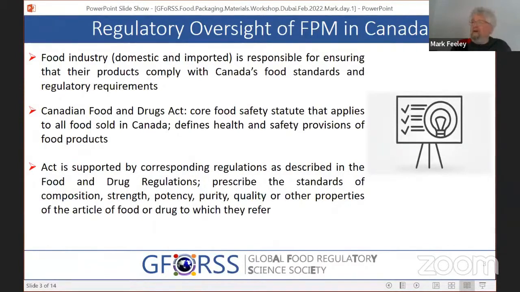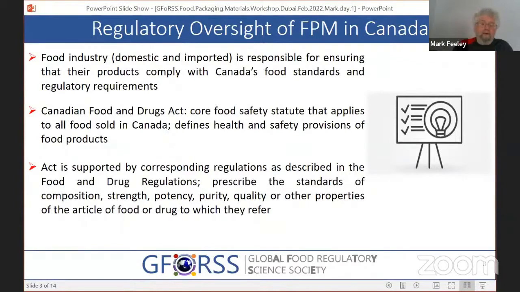In Canada, there's a single overarching Food and Drug Act, and this simply provides the basis for the regulation of all products associated with health and safety. This applies to products that are not only produced and sold in Canada, but also imported into Canada. The Food and Drug Act indicates what the health and safety provisions are for food products, but this also extends to drugs, therapeutic products, medical devices, anything related to health in Canada is defined under the Canadian Food and Drug Act.